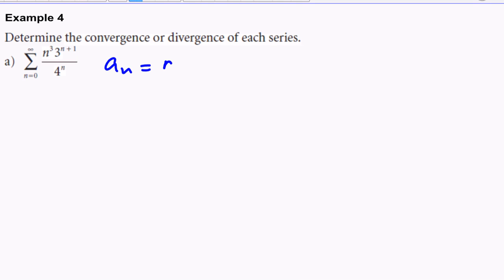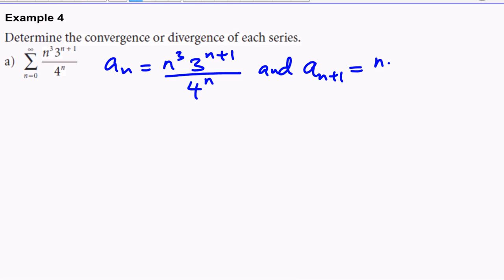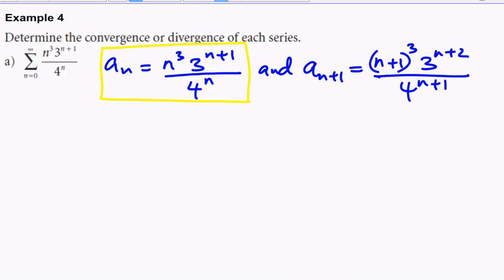S of n is n cubed 3 to the power n plus 1 over 4 to the power n, and S of n plus 1 is equal to n plus 1 cubed 3 to the power n plus 2 over 4 to the power n plus 1. So you have these bits. We are going to use them with the ratio test to find out what's going on.